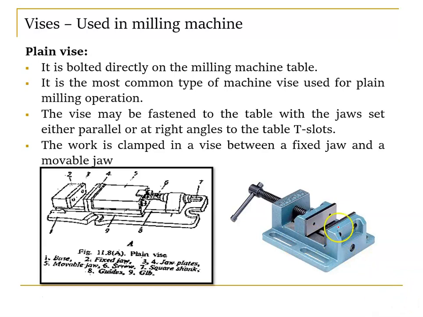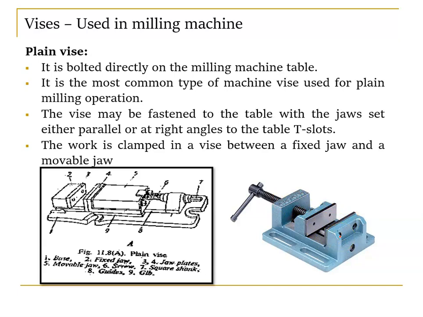So this is a fixed jaw. This one is a movable jaw. We have a lever on it. So if you rotate, it will move reciprocately. So you can adjust the movable jaw. You can place the object here and then you can tight பண்ணிக்கலாம்.